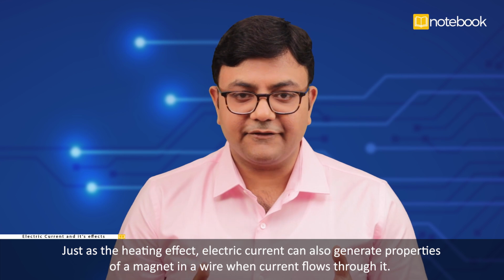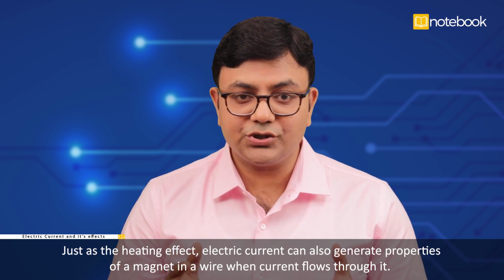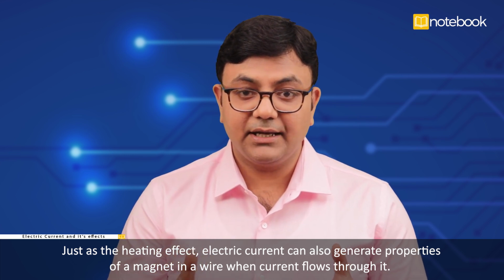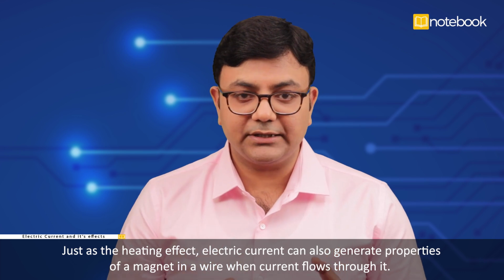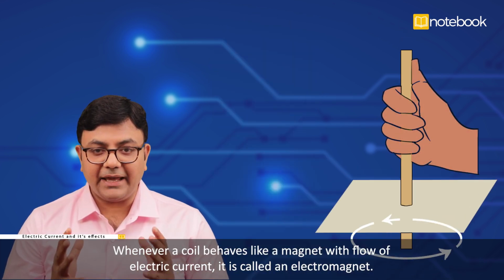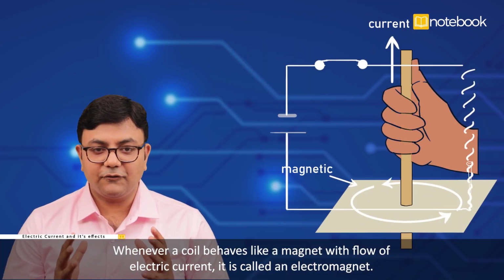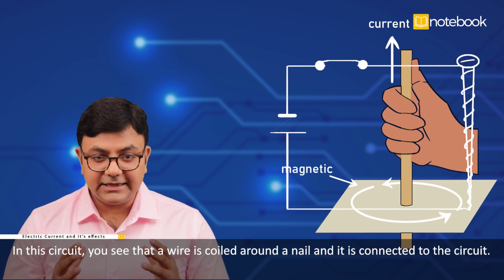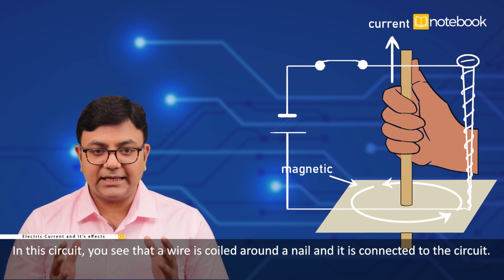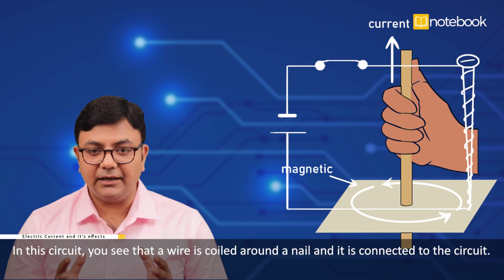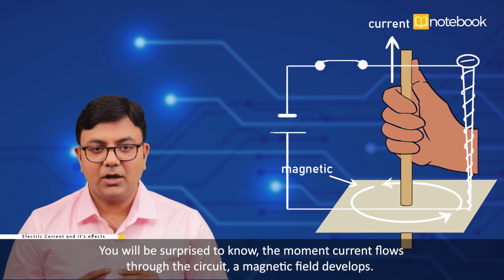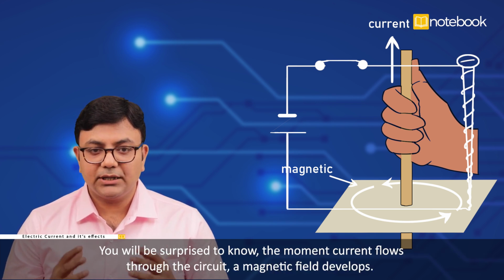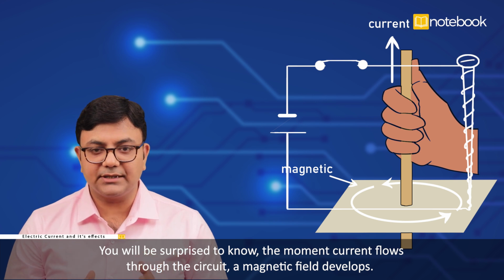Just as the heating effect, electric current can also generate properties of a magnet in a wire when current flows through it. Whenever a coil behaves like a magnet with flow of electric current, it is called electromagnet. In this circuit, you see that a wire is coiled around a nail and is connected to the circuit. You will be surprised to know the moment current flows through the circuit, a magnetic field develops.